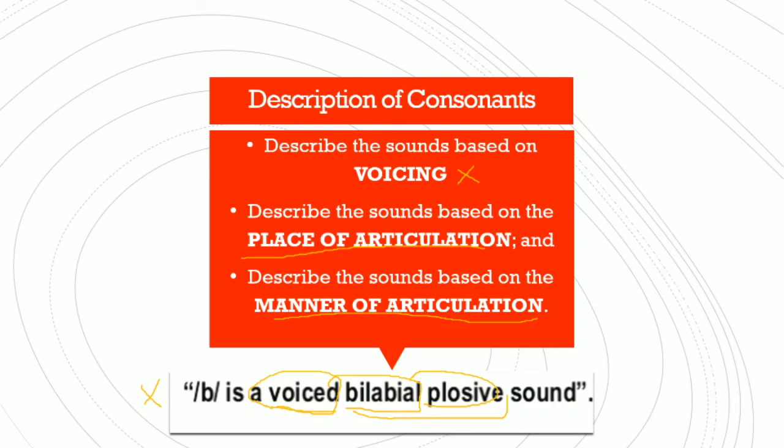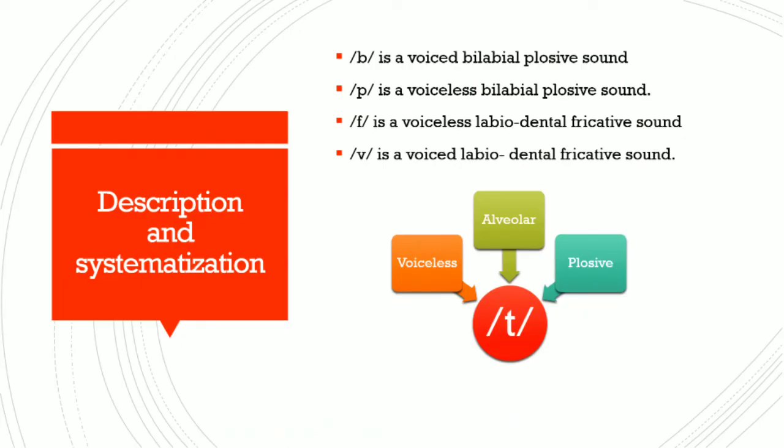Why? Because some sounds share the same place and manner, so the only distinction is the voicing. So voicing is always first, and bilabial could be in the second or the third place. It's the same. We said that b is a voiced bilabial plosive sound, and the counterpart, p, is voiceless. You see, here is the difference. They have the same place and manner of articulation, but the difference between both sounds is the voicing. B is voiced and p is voiceless.